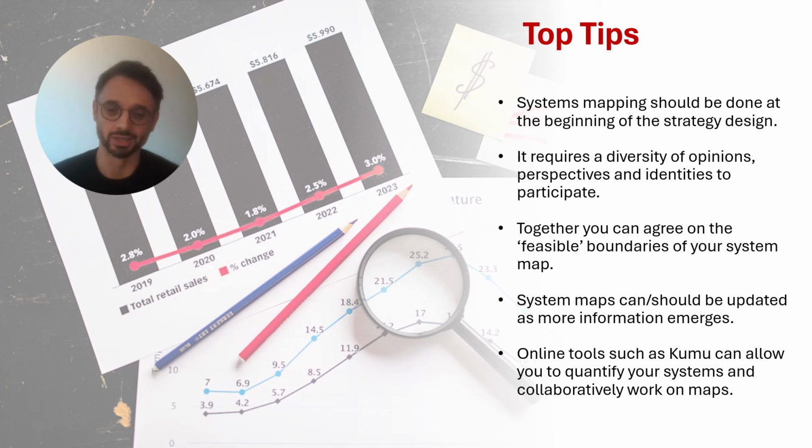Another important point is that systems maps can be updated. As you gain more information about the complex systems and the elements that make them up, you can change, update and improve your systems maps. Lastly, as mentioned earlier, online tools can be really helpful for systems mapping. They can allow us to work remotely on the same systems map and keep them updated. They can also allow us to analyze the systems maps when it comes time to read them and spot those opportunities for change. This will be the subject of our next video.